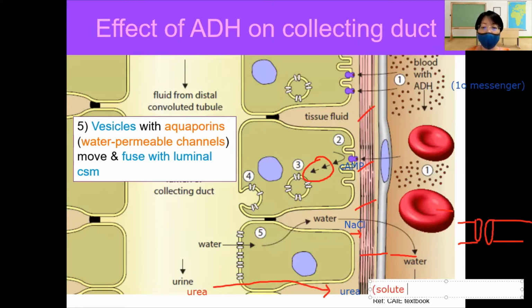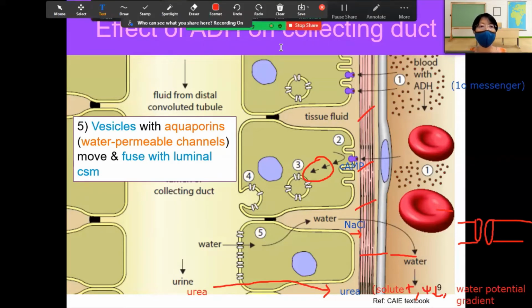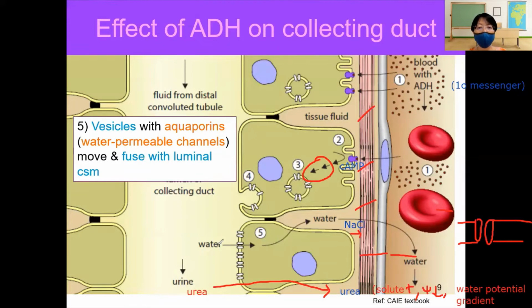So when the solute, which is urea, increases, water potential, what happens? Drop, isn't it? Water potential will drop. So that will create a water potential gradient. Water potential gradient is being created. So that water potential gradient will cause the water to move in.